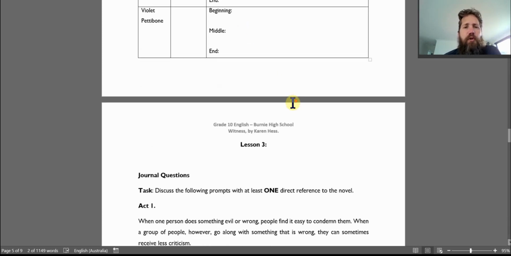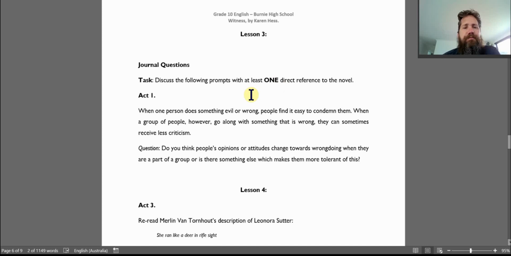Let's move on to lesson 3. And once again, we're talking about the nature of right and wrong. In your journal or reading diary, discuss the following prompts with at least one direct reference to the novel. When one person does something evil or wrong, people find it easy to condemn them. When a group of people, however, go along with something that is wrong, they can sometimes receive less criticism.